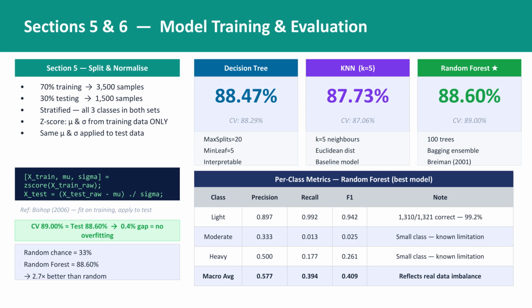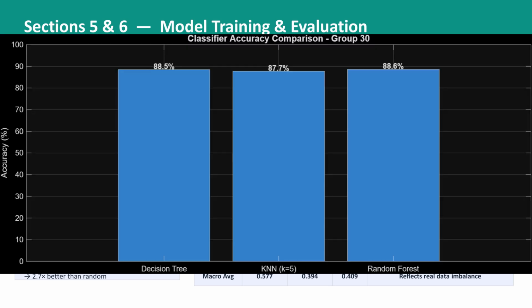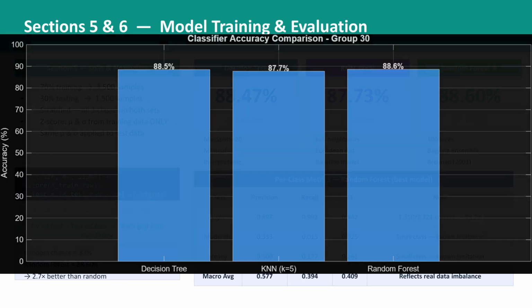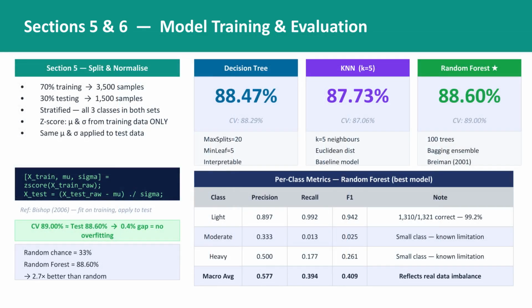My name is Sohaib and I was responsible for training the models and evaluating them. First of all, I divided the dataset into 2 parts, 70% for training and 30% for testing. Then I applied z-score normalization after splitting. Then I used 3 different classifiers. Decision tree achieved 88.5%, KNN achieved 87.7%, and random forest came out on top at 88.6%.